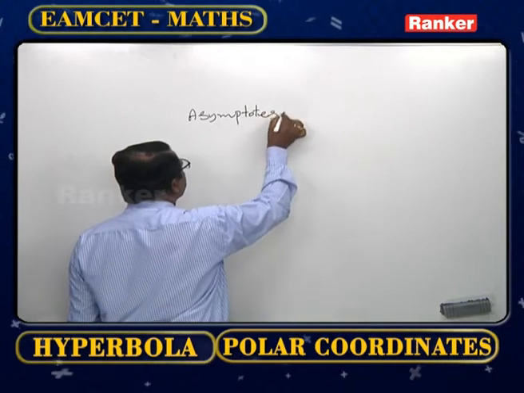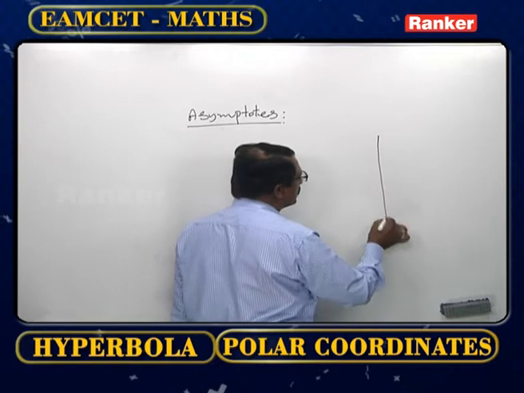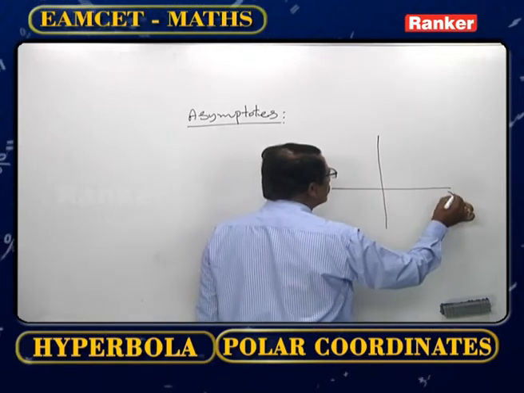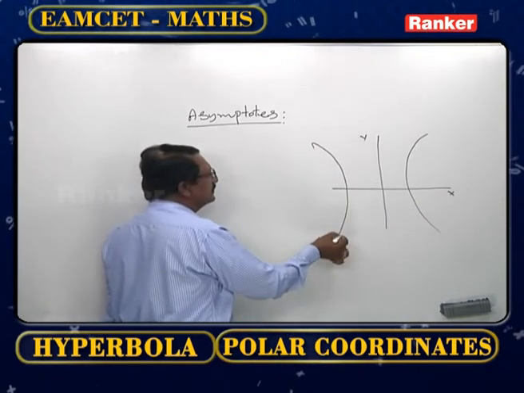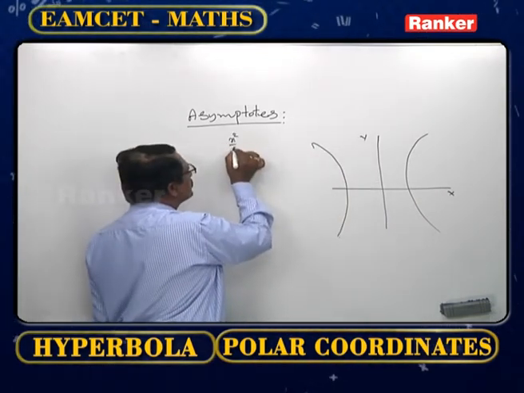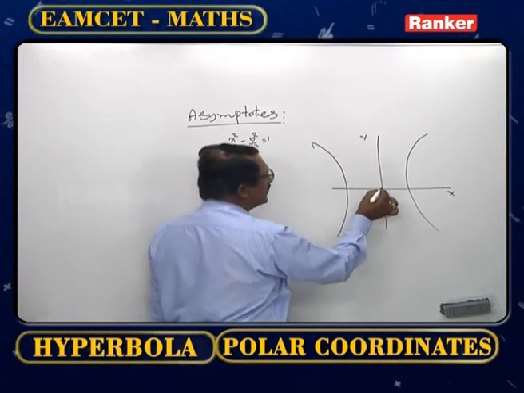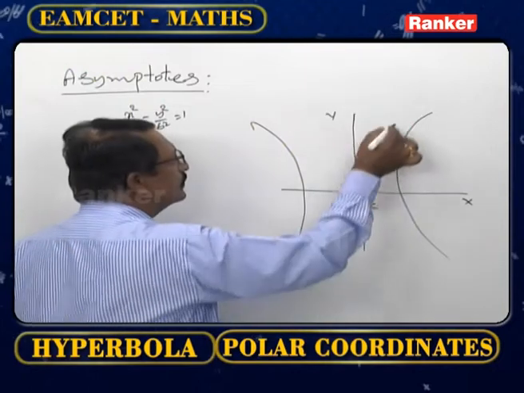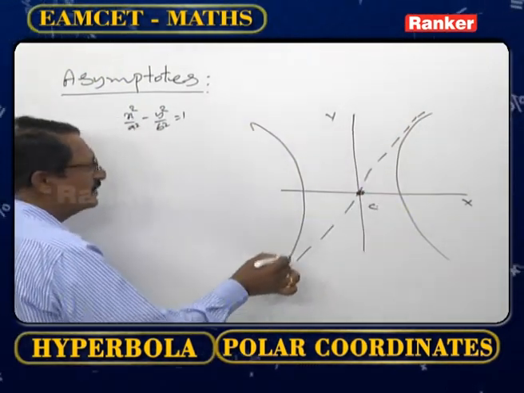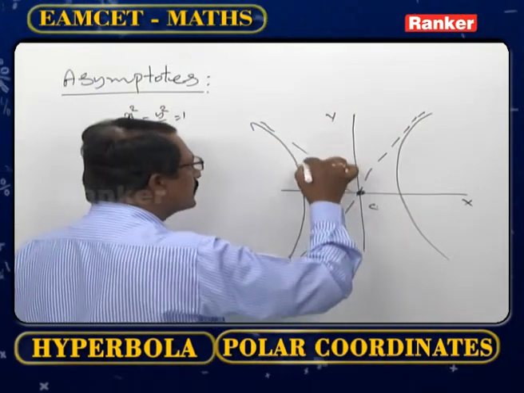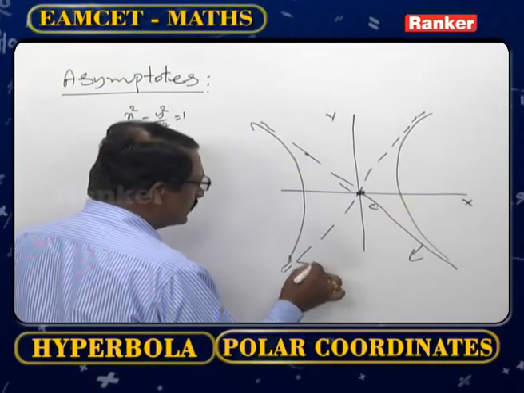Asymptotes. Next, asymptotes. Suppose we take the standard hyperbola equation x square by a square minus y square by b square equals 1. The tangents from infinity and passing through the center of the hyperbola are called asymptotes of the hyperbola. These two are asymptotes.